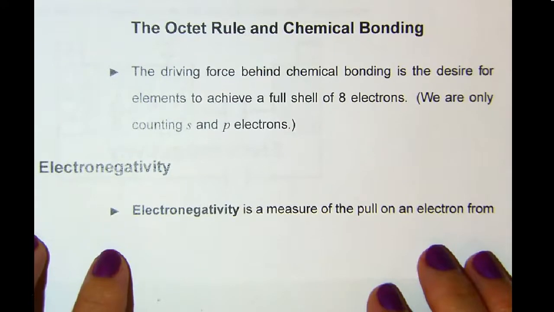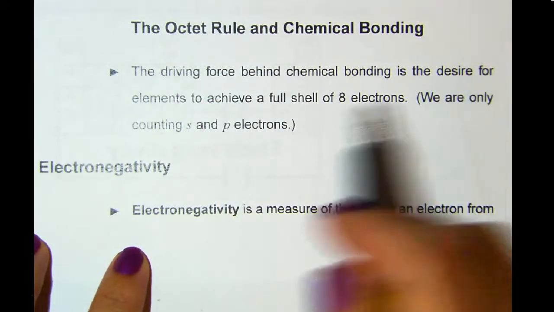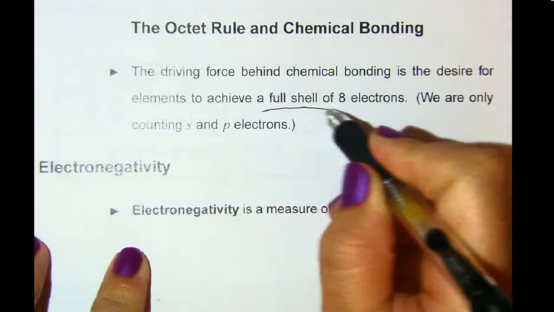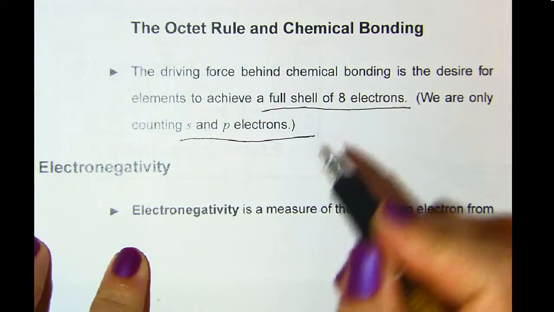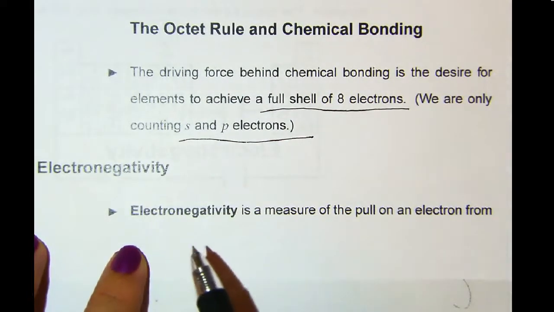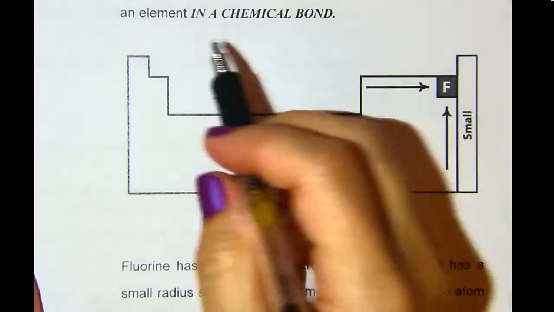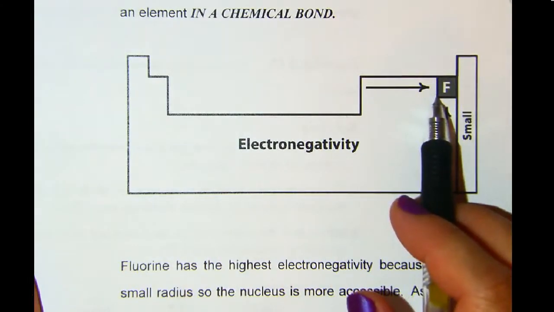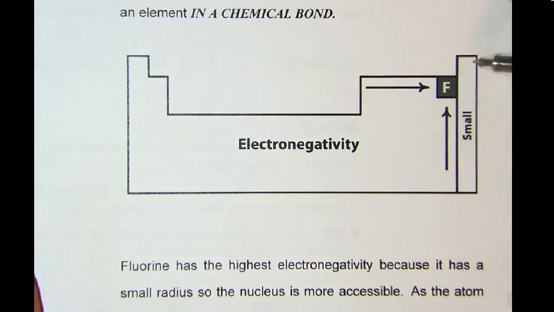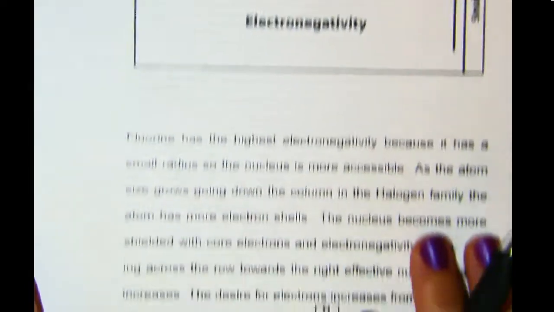The octet rule in chemical bonding. The driving force behind chemical bonding is the desire for elements to achieve a full shell of 8 electrons. We are only counting s and p electrons in this. Electronegativity is a measure of the pull on an electron from an element in a chemical bond. So the most electronegative element is going to be fluorine, and there is 0 electronegativity for noble gases essentially, and so as you approach fluorine you increase electronegativity.